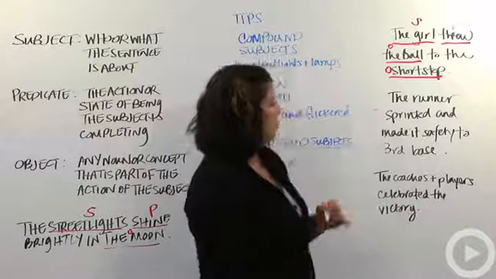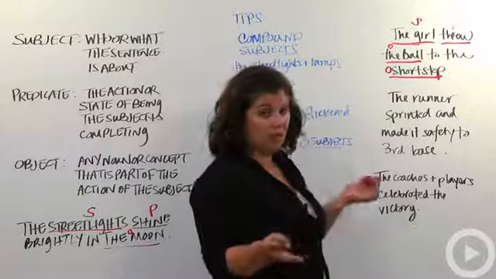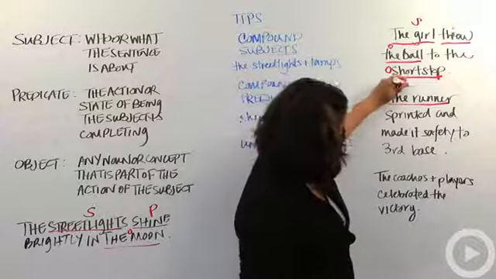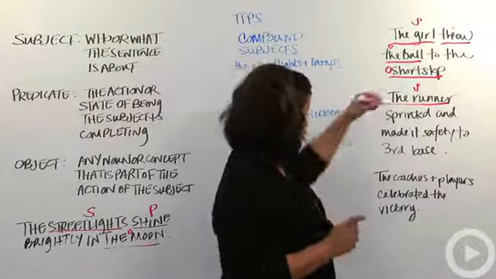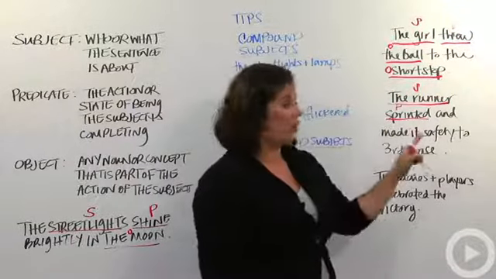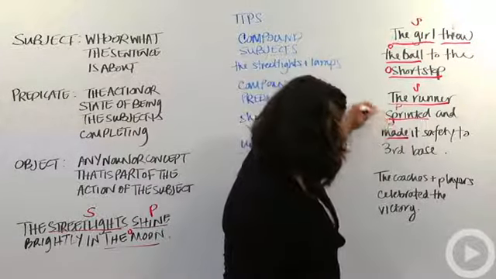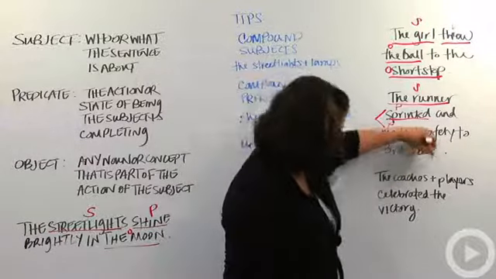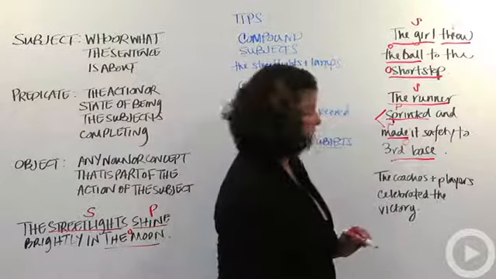All right. The runner sprinted and made it safely to third base. Let's take a look. Who or what's doing the action? The runner's the one that's running and making it safely. So we've got the subject. Now here's where it gets a little tricky. What's this runner doing? Well, we know the runner is sprinting, so we've got a predicate there. But this runner also is making it safely to third base, so we've got to include that as a predicate, and this is one of those compound predicates. All right? And then finally, they made it to third base. Third base is part of that action, so it's our object.